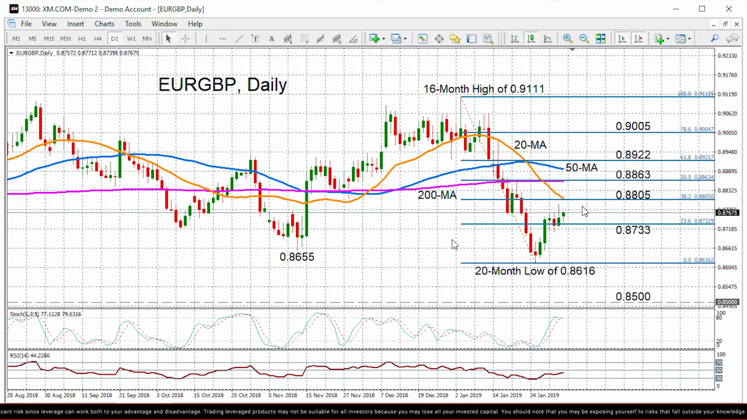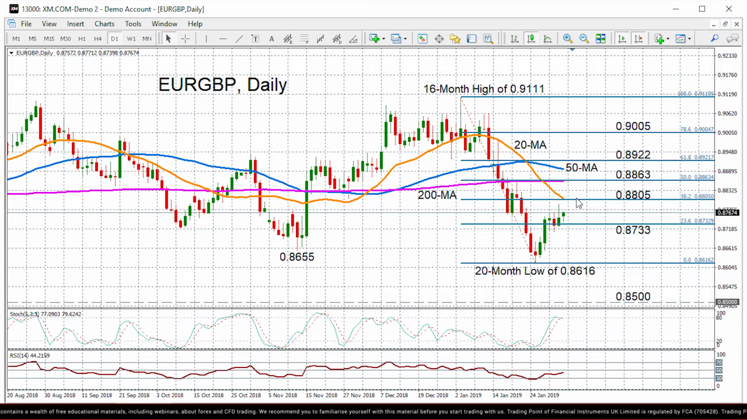And finally, looking at the euro-pound pair, we can see there we've also got a bullish picture in the very near term. The stochastics, though, do appear to be reversing as there's a bearish crossover taking place. They are in overbought territory. Looking at the RSI, though, it hasn't yet managed to reach the 50 neutral level.